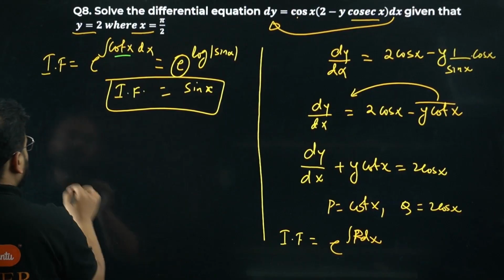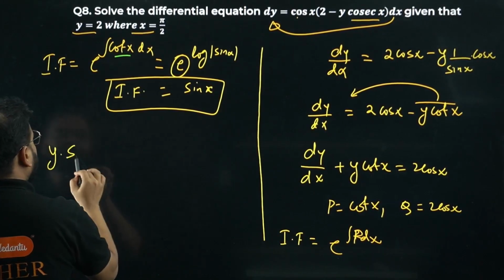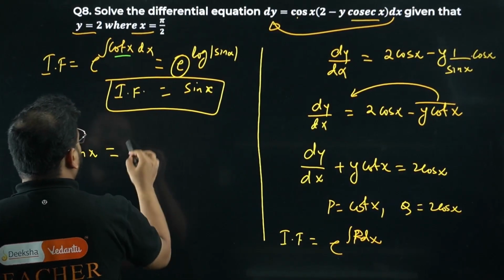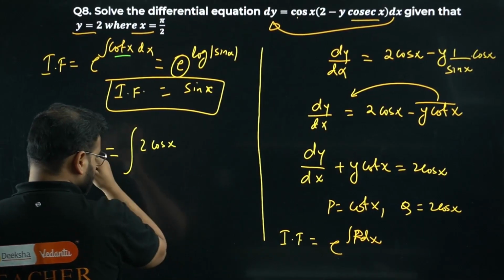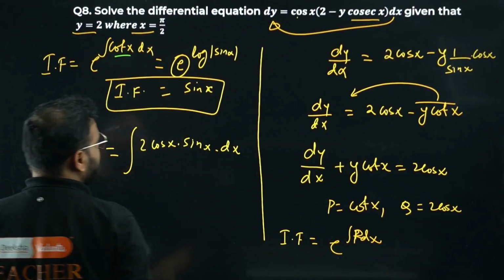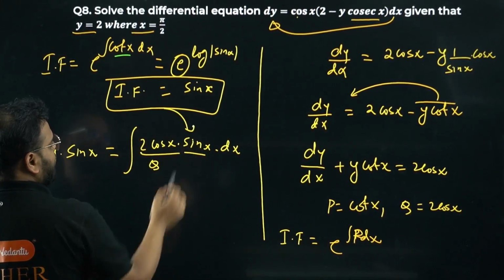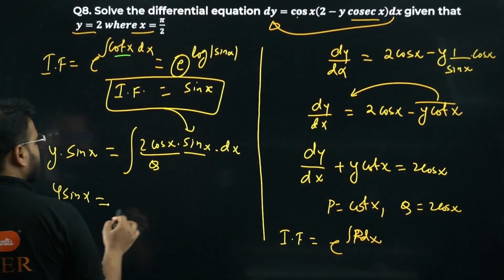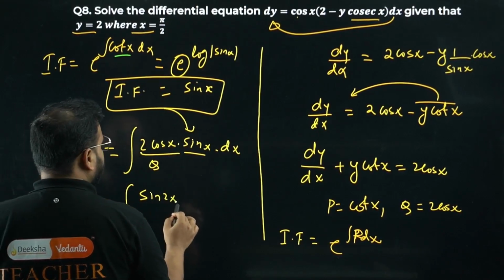So I'll have y times sin x, right? y sin x equals the integration of what you have, 2 cos x into sin x, and dx is there, of course. This is the Q value. So what I'm getting now, y sin x equals the integration of 2 sin x cos x, which will become sin 2x, no?